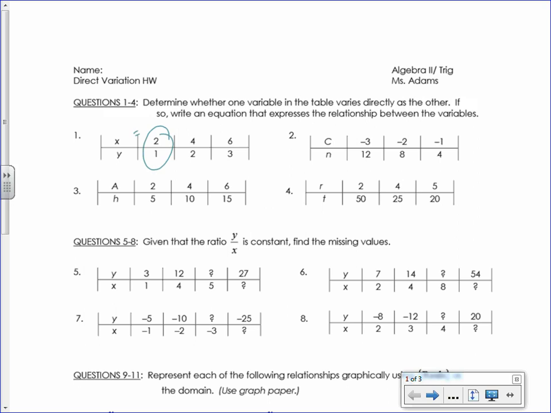2 divided by 1, 2. 4 divided by 2, 2. 6 divided by 3, 2. So I get the same thing every single time. So this is direct, and it's going to be x over y equals 2. 2 is my k, my constant of variation that I got every time.